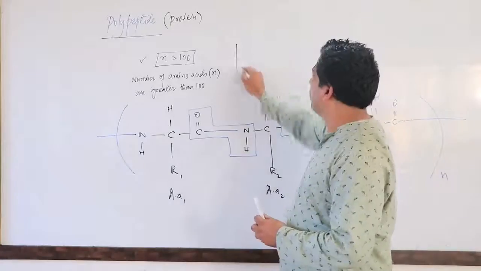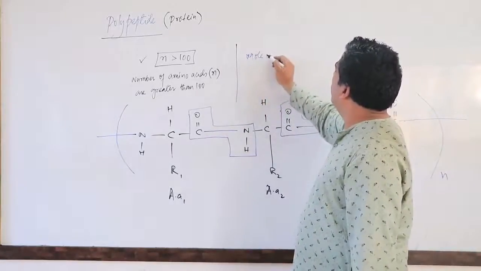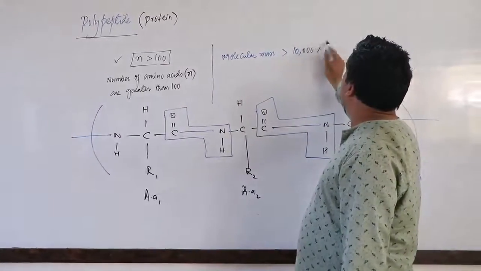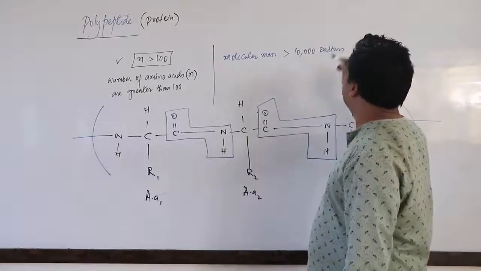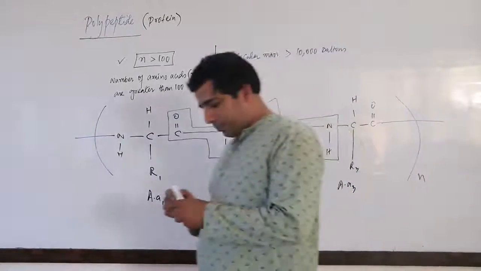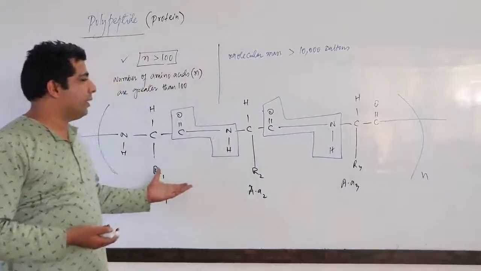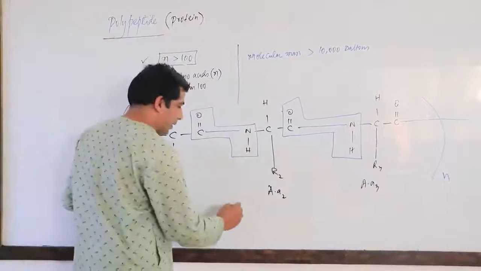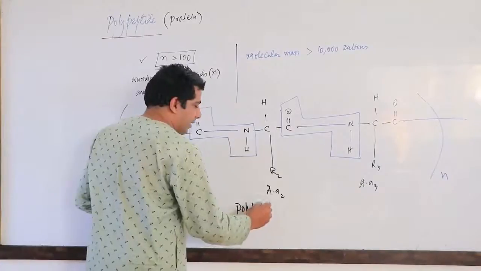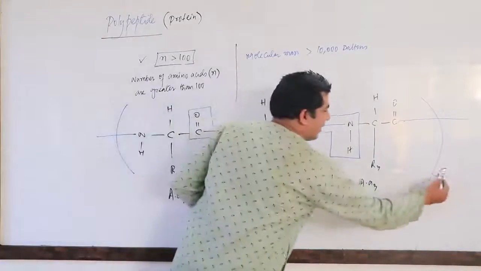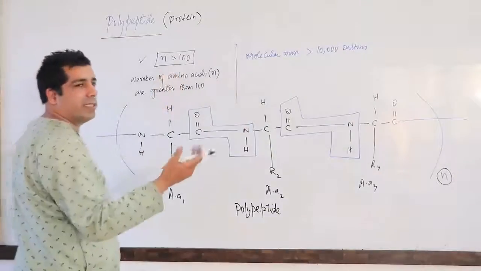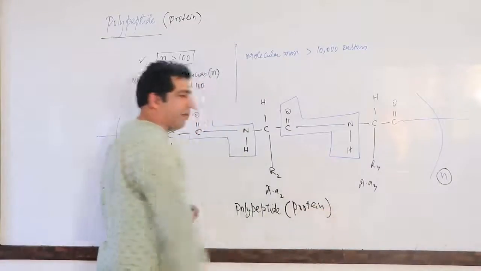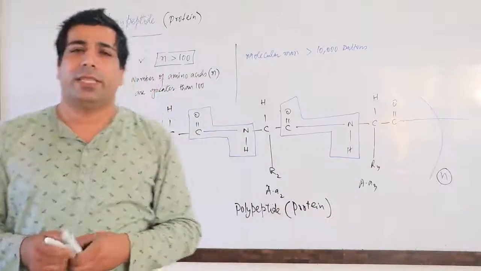So I have already told you that molecular mass should be also greater than 10,000 units, or we can say Daltons. Okay? So my dear friends, I hope you have understood this thing, and this entire molecule is nothing but a polypeptide, obviously. But this polypeptide contains N, and this N is basically greater than 100. If this is greater than 100, then this polypeptide will become a protein. I hope, my dear friends, you have understood now that this is the protein structure.